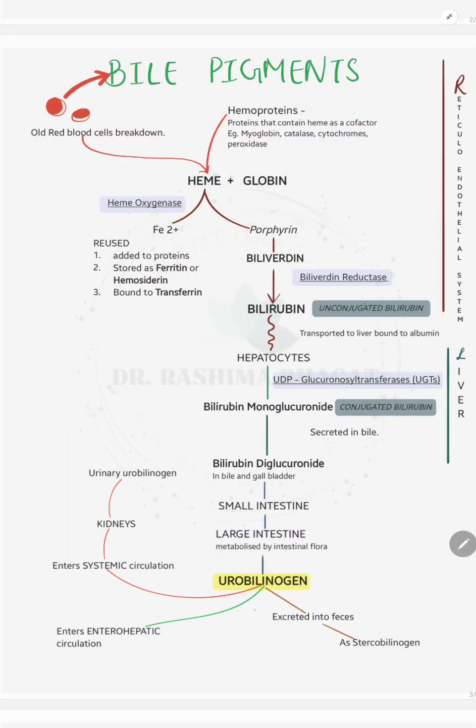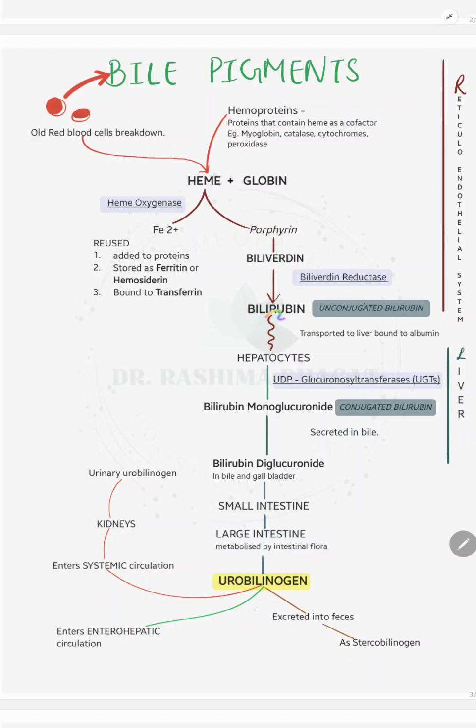Now, biliverdin is a very unstable component and it is acted upon by an enzyme known as biliverdin reductase, which produces bilirubin. This bilirubin is unconjugated bilirubin. The reason it is called unconjugated bilirubin is because it is extremely fat soluble and it cannot be removed from the body very easily. So for the body to excrete bilirubin, it needs to convert bilirubin into something which is much more soluble and easy to remove.